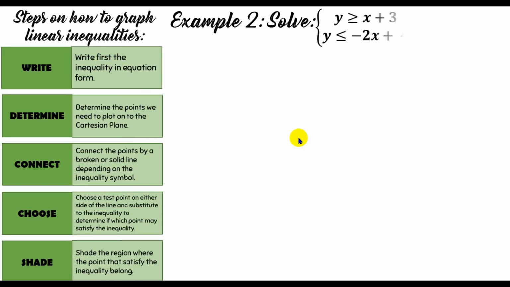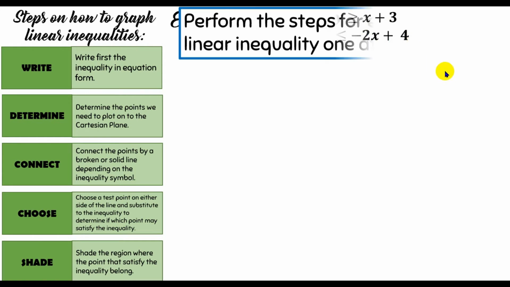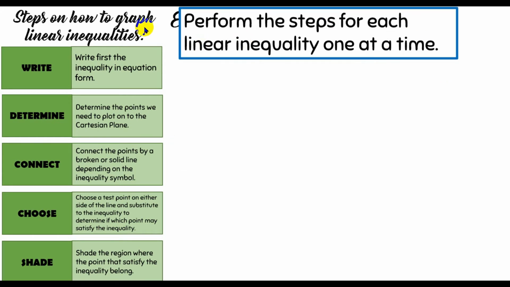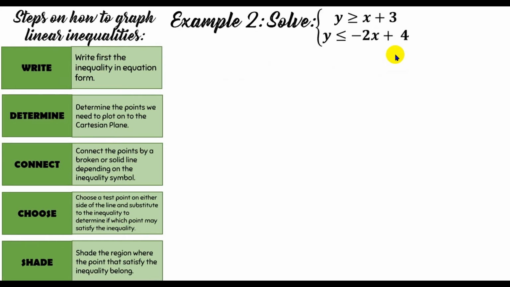So we have here y is greater than or equal to x plus 3 and y is less than or equal to negative 2x plus 4. Do not forget that we have to perform these 5 steps for each linear inequality one at a time. So for the first linear inequality, we have y is greater than or equal to x plus 3. So we have here y is equals to x plus 3 if we write it as an equation. And as you can see, it is in the slope-intercept form. That means we can use the slope and the y-intercept to plot points for this inequality.